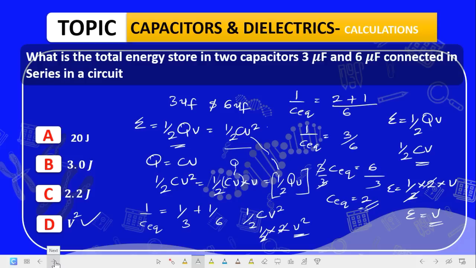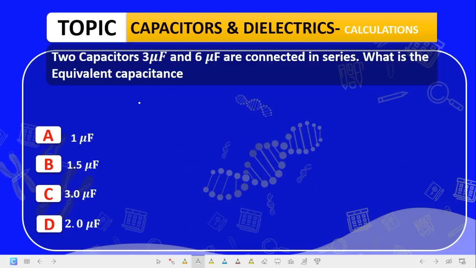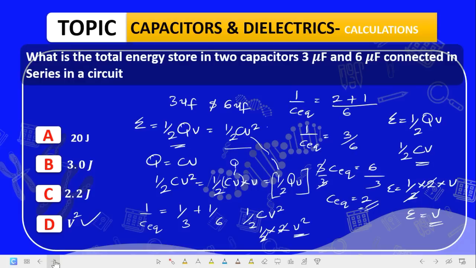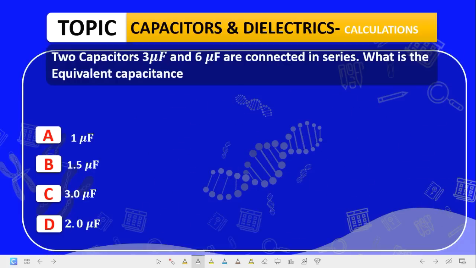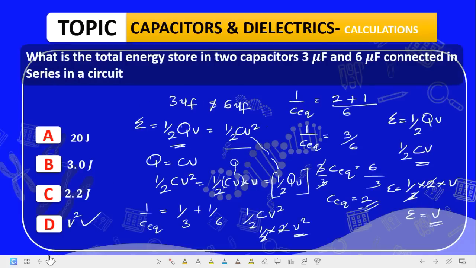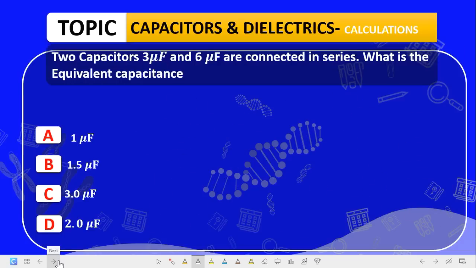Let's look at the next question. 2 capacitors, 3 microfarad and 6 microfarad, are connected in series. What is the equivalent capacitance? I believe we've solved this question here. Now, 3 microfarad and 6 microfarad are connected in series. What is the equivalent capacitance? That is what we solved just now.